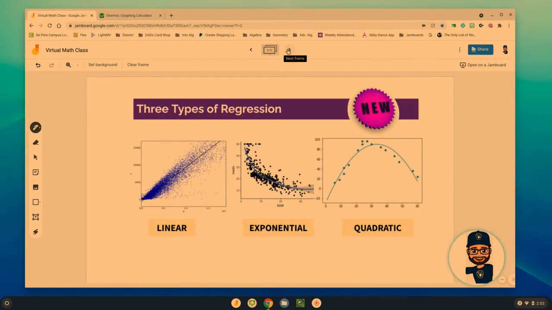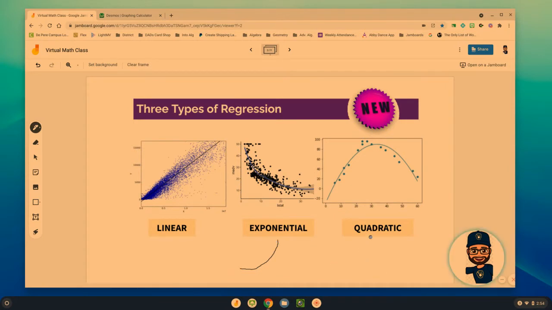There are 3 types of regression that we have to be able to recognize. One of them, as we've talked about, is linear. It looks like a straight line, left, right, up, down, either way. Then we have exponential, where it starts out really high and gets smaller and smaller. Or maybe it goes this way: it starts out low and gets really, really high.